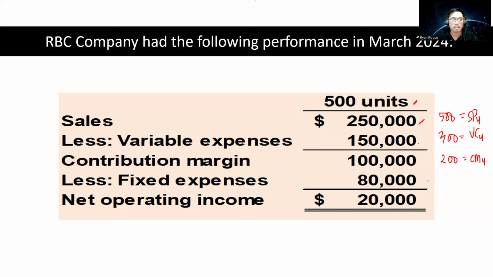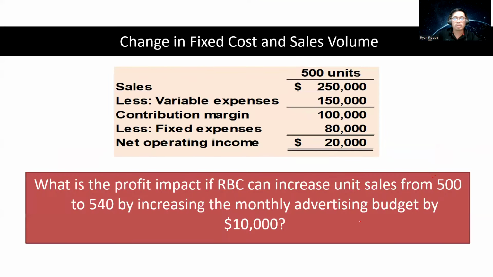And then the fixed expenses is 80,000, so that's why we have here net operating income of 20,000. So let's have the first problem. What would be the profit impact if RBC can increase its unit sales from 500 to 540 by increasing the monthly advertising budget by $10,000? So remember, we have here advertising budget that would increase. And remember, this is also another fixed cost. So let's just show what would be the profit impact.